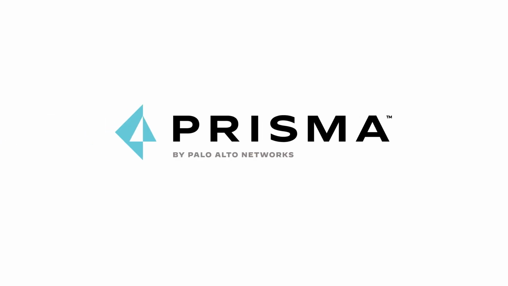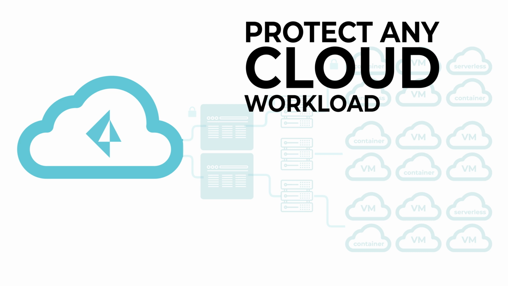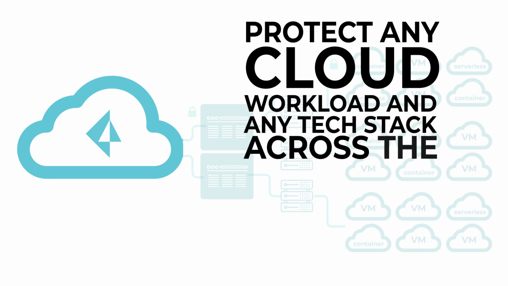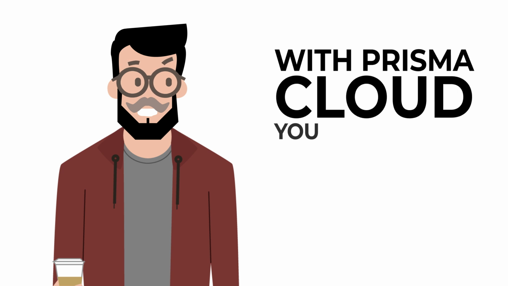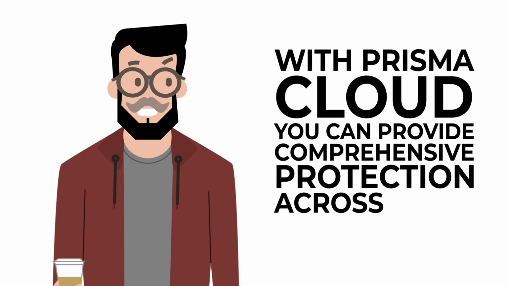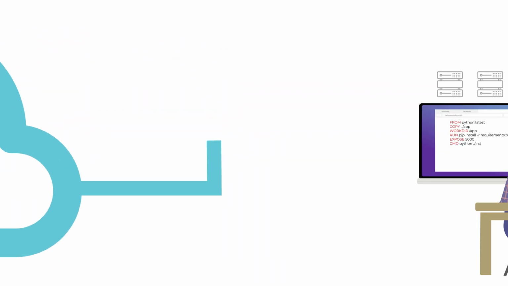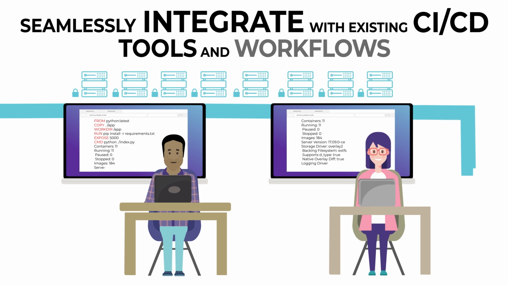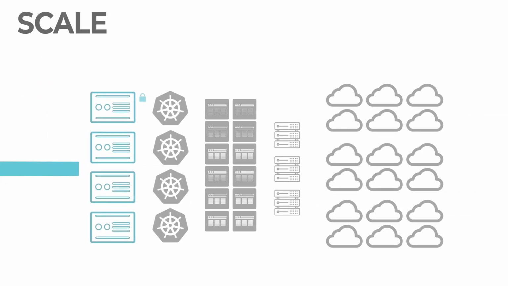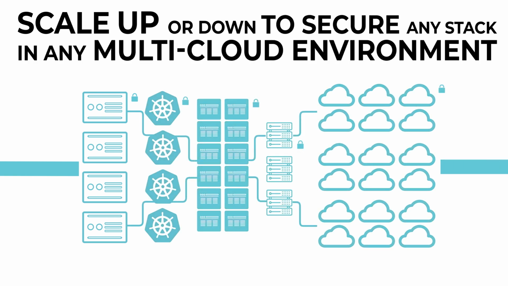PrismaCloud is different. It is a single unified security platform that is purpose-built to protect any cloud workload and any tech stack across the entire application lifecycle. With PrismaCloud, you can provide comprehensive protection across build, deploy, and runtime. Seamlessly integrate with existing CI/CD tools and workflows. Scale up or down to secure any stack in any multi-cloud environment.